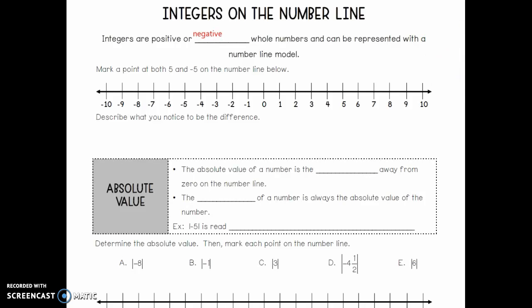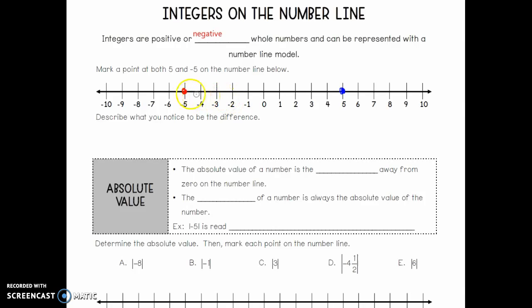Did you notice that the positive 5, even though I read it as positive 5, doesn't have a plus sign in front of it? It's just assumed. So we're going to mark a dot here. And I think I'll use a different color for the negative. I'll make it red. And the negative 5 is down here. Make sure you're doing this with me. And then it says, describe what you notice to be the difference. Well, I don't know about you, but the positive 5 is 5 to the right of 0. The negative 5 is to the left of 0.